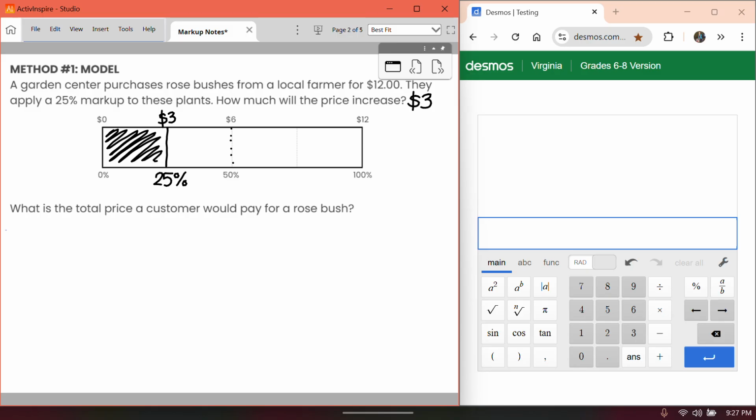But the follow-up question says, what is the total price a customer would pay for a rose bush? So the customer is going to pay the $12, and the customer is also going to pay the $3. So their total is going to be $15. But that $12 basically goes back to the farmer, and the store is actually only making $3 on this rose bush. So that's how markup works. If they want to know what's the price increase, the answer to this would be $3. But if it wants the total price, the answer is 15.